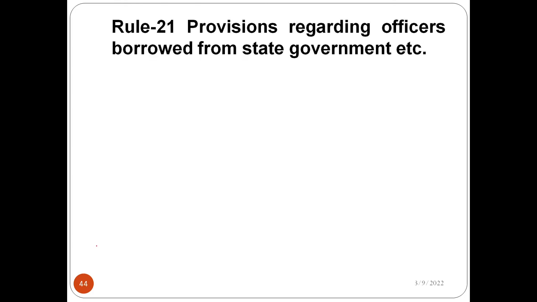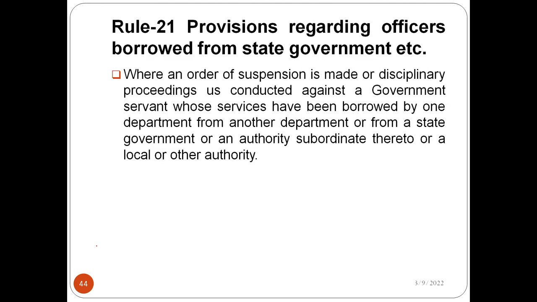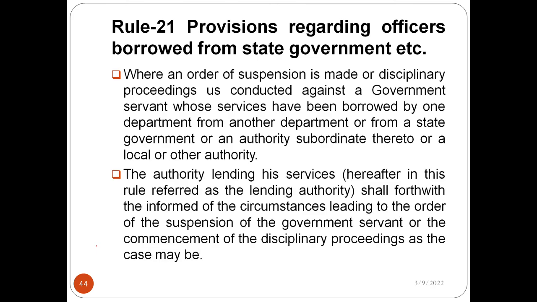Next, Rule 21 of the CCS (CCA), that is, provisions regarding officers borrowed from state government, etc. Where an order of suspension is made or disciplinary proceedings are conducted against a government servant whose services have been borrowed by one department from another department or from a state government or an authority subordinate thereto, or a local or other authority, the authority lending his services, hereinafter referred to as the lending authority, shall forthwith be informed of the circumstances leading to the order of suspension of the government servant or the commencement of the disciplinary proceedings, as the case may be.